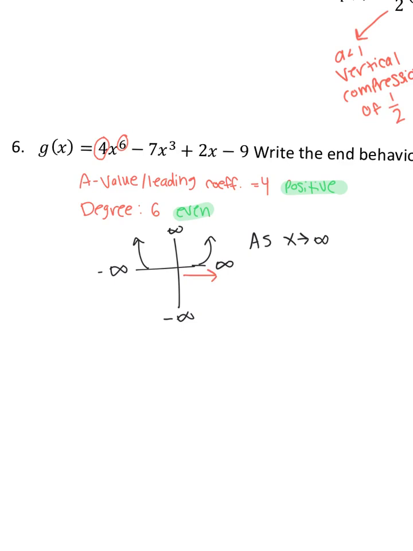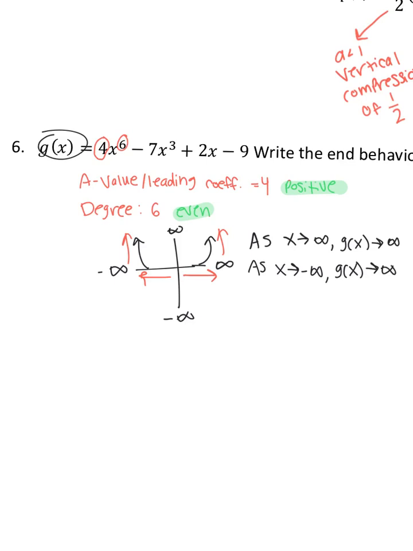My y value is going up. So as x goes to infinity, this function is named g of x. So I'm going to say g of x goes towards infinity. As x goes towards negative infinity, so now I'm looking in this direction, g of x also goes towards positive infinity.